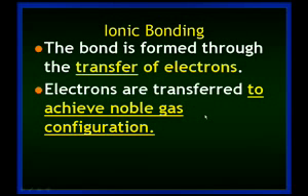So as I said before, ionic bonding is formed through the transfer of electrons. And if you recall, the electrons are transferred in order to achieve noble gas configuration, which is highly stable and desirable for atoms and compounds.